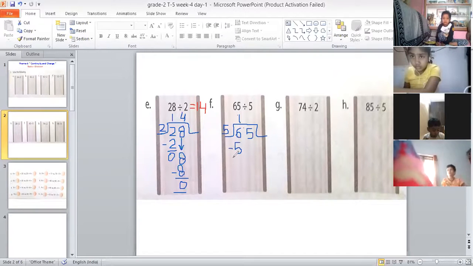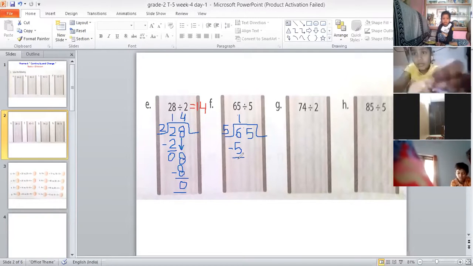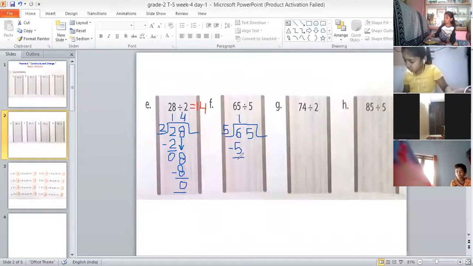Now, tell me, Supratik, 6 minus 5, how much? 0, ma'am. Is it? 6 minus 5 is not 0. Come on, quickly. 1, ma'am. Yes, 6 minus 5 is 1. So we'll be writing here 1.